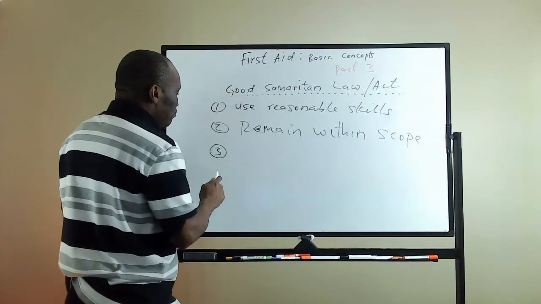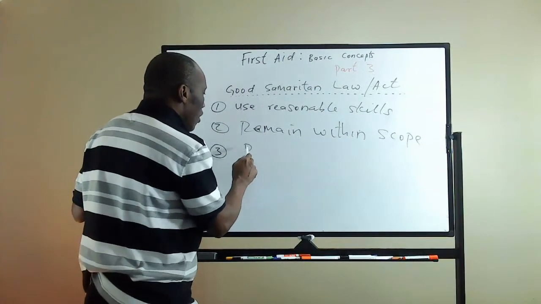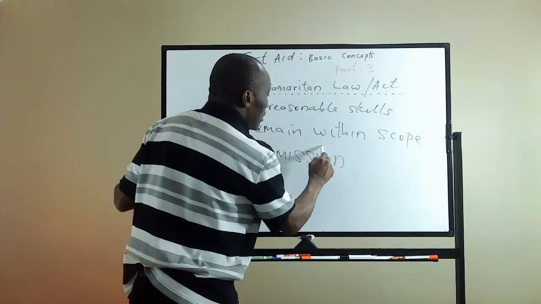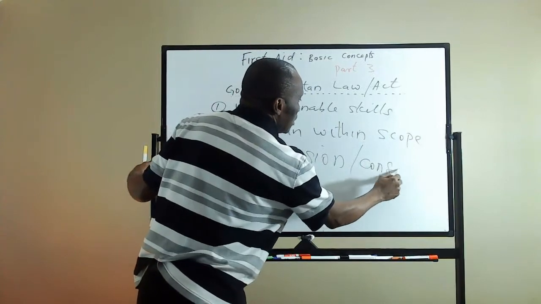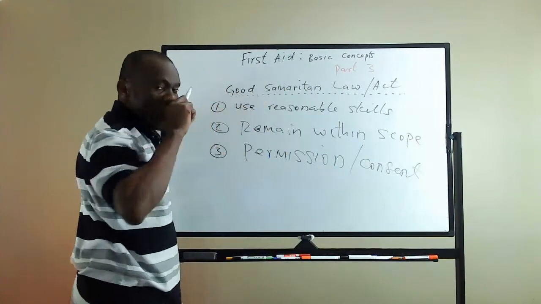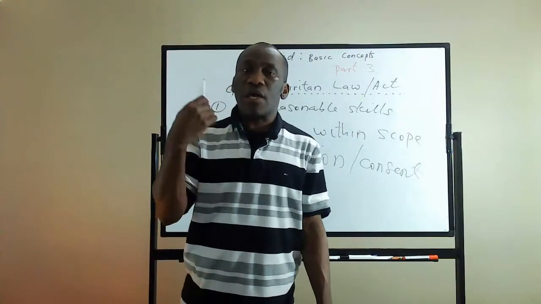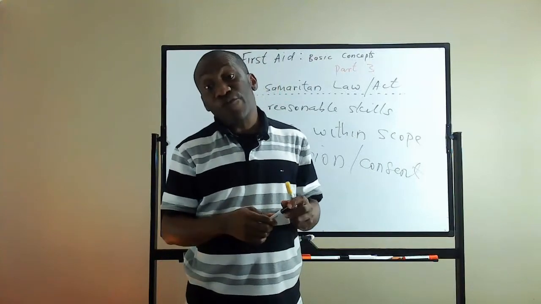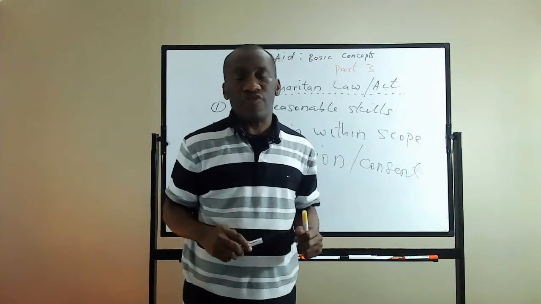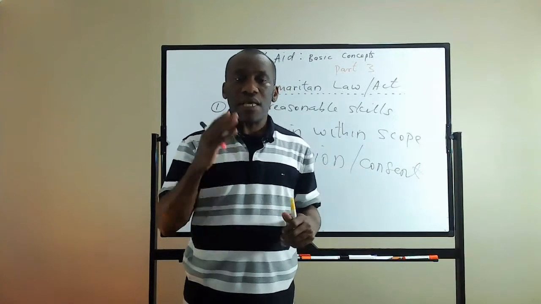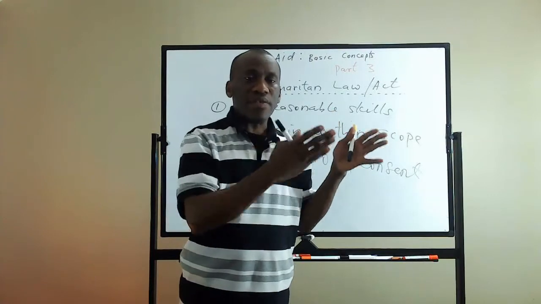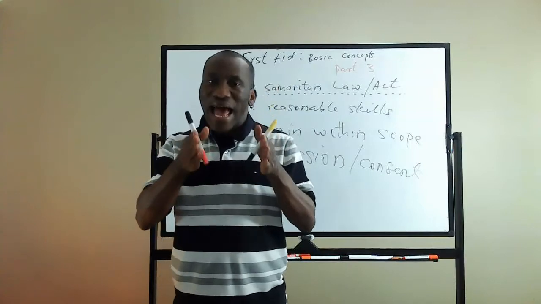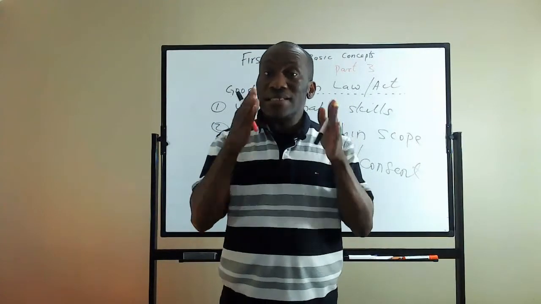Number 3, we talk about obtaining permission, or consent. When you perform first aid, before you even start helping somebody, you must obtain permission from that person. You must seek permission. It's expected. You say, my name is so-and-so, I am trained in first aid, can I help you? When you say, can I help you, you are seeking consent, and it is expected.